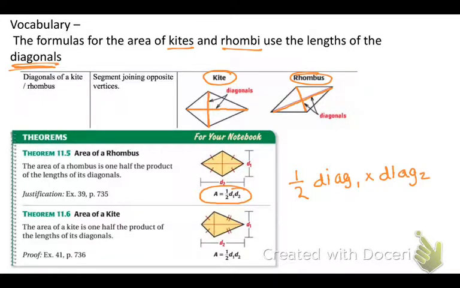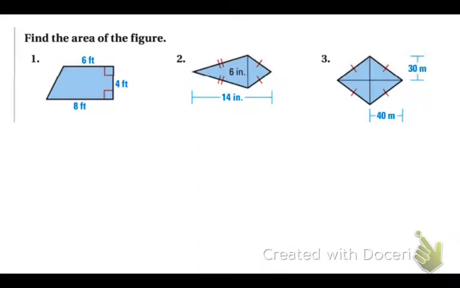And conveniently, theorem 11.6, the area of a kite, is the same thing. Area equals 1/2 d1 d2. So even though you've got two theorems, you only have to remember one formula: 1/2 d1 d2.